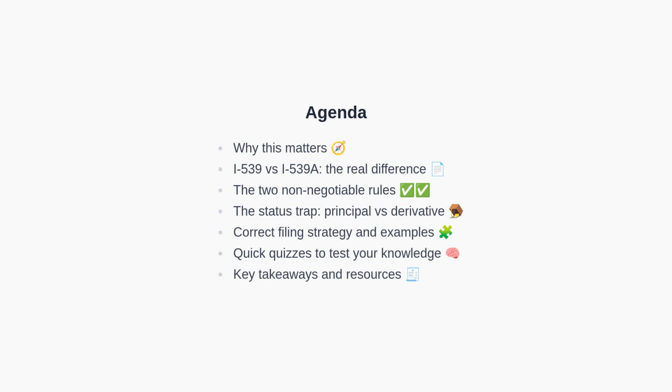Here is our roadmap. First, we will cover why this topic matters. Next, we will clarify the difference between I-539 and I-539A. Then, we will detail the two non-negotiable rules for bundling co-applicants. After that, we will unpack the status trap involving principal versus derivative statuses. We will then share the safest filing strategy with practical examples. We will test your understanding with a couple of quick quizzes. And finally, we will summarize the key takeaways and provide resources.